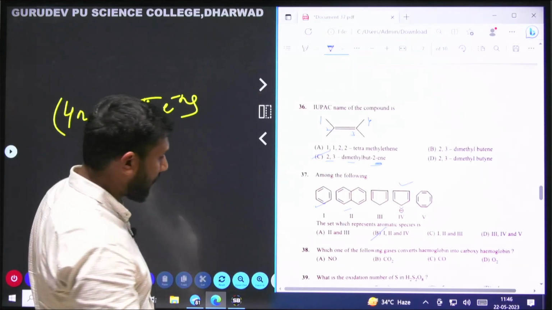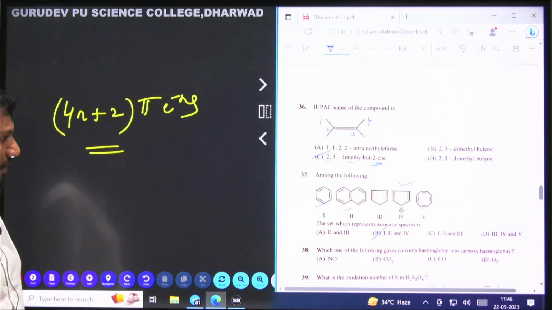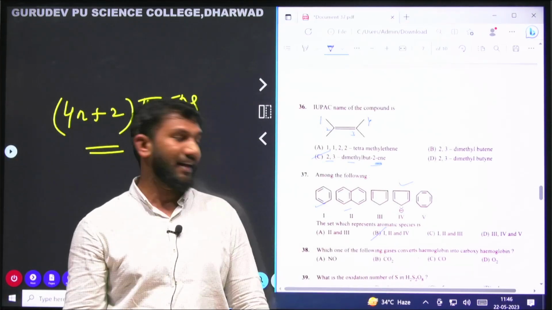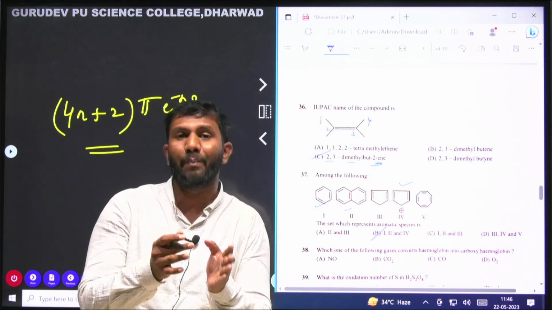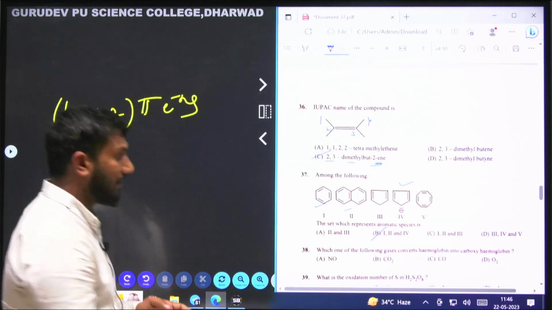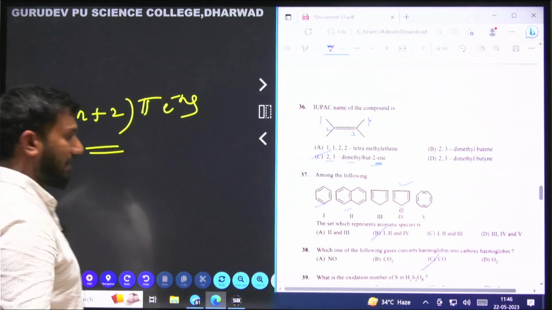Next I will move on to question number 38. Which of the following gases converts hemoglobin to carboxyhemoglobin? We know carbon monoxide is a highly poisonous gas. When carbon monoxide combines with hemoglobin, it is converted into carboxyhemoglobin. So option C is the correct one.